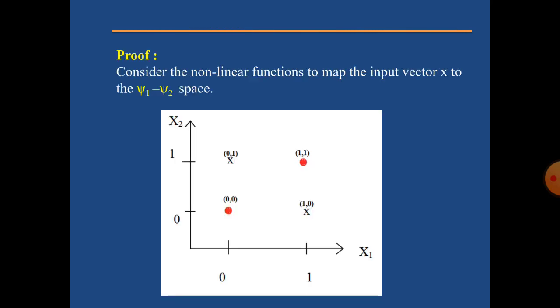So this is the example. Consider the non-linear function. In the graph, you can see there are two types of patterns, one represented by X and the other by O. O is shown in red color. So we have two types of classes, and we can't separate them with a single straight line. That's why we call these non-linearly separable patterns.